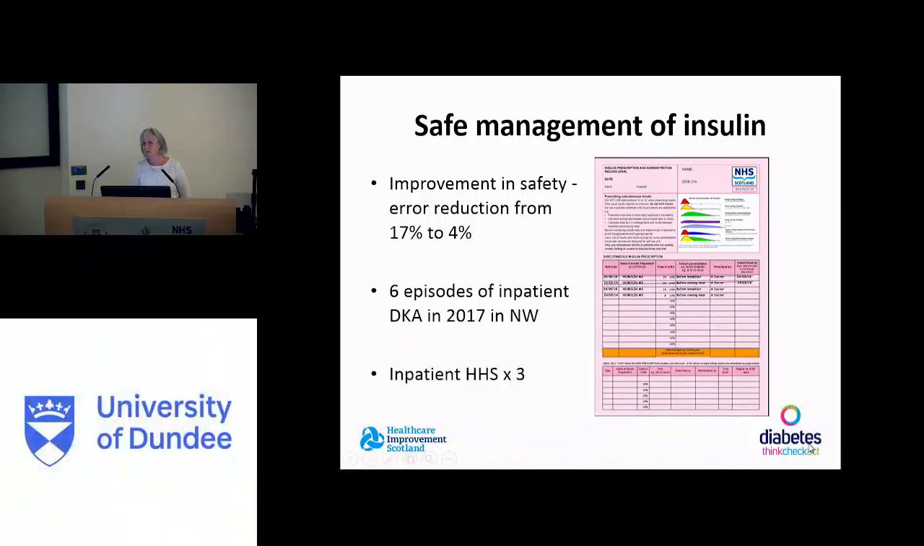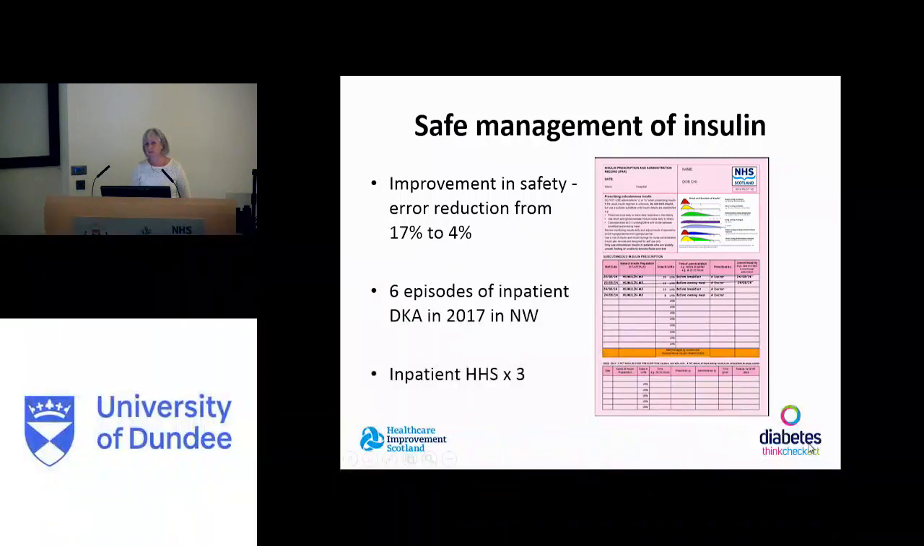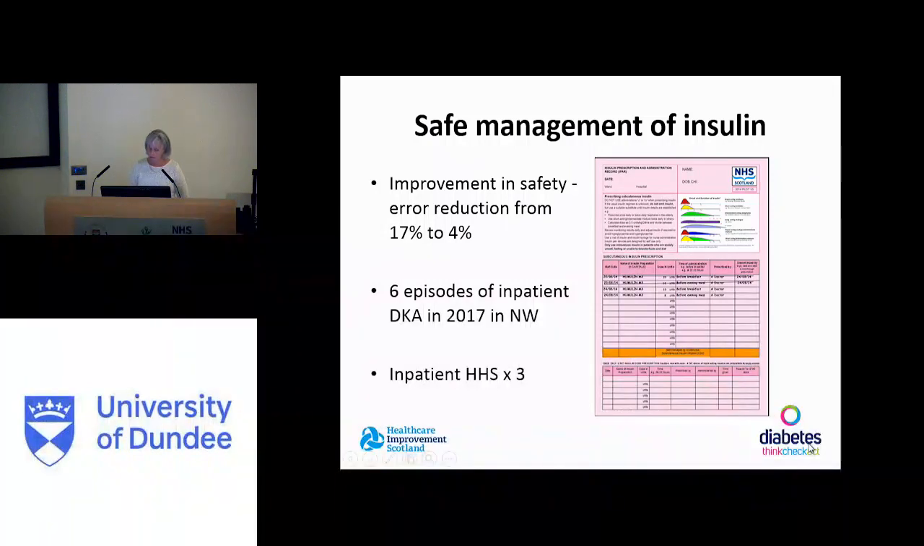And that's really important, the insulin being administered, because look at our DKA rate in 2017. We've had 6 episodes of inpatient DKA in our university teaching hospital. And we've had 3 episodes that I know of hyperosmolar condition, and 2 were last weekend.